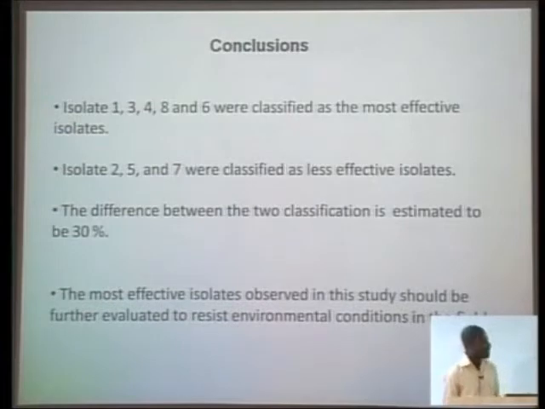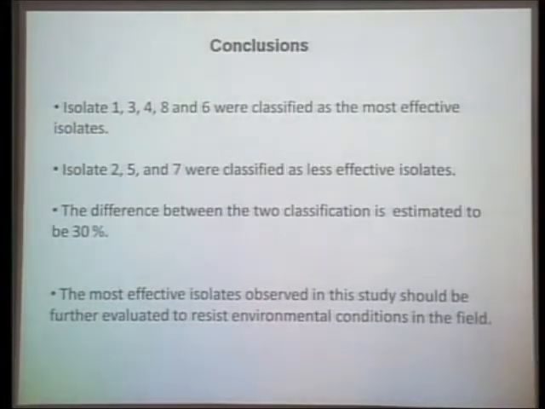In conclusion, isolates 1, 3, 4, 8, and 6 were classified as the most effective isolates, and isolates 2, 5, and 7 were classified as the less effective isolates. And the difference between the two was estimated to be 30%. We recommend in future that the most effective isolate should be investigated more in the field situation to evaluate its effectiveness in the hardship of the environment. Thank you.